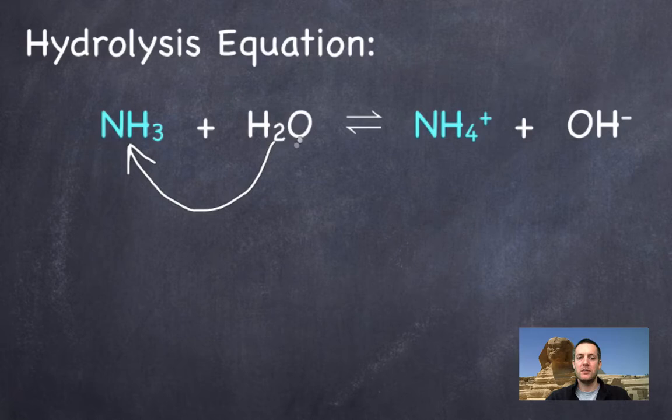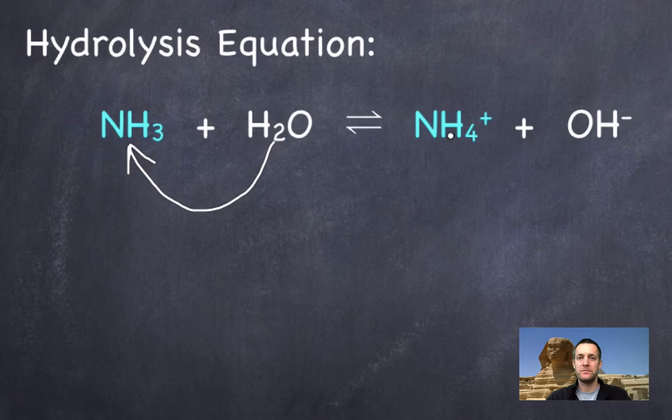It will become OH-. So these two are also a conjugate pair. They differ by one H+. But in this case, water is the acid and OH-, or hydroxide ion, is the base. If ammonia accepted H+, it's going to become more positive and it's going to gain an H. So the ammonium ion is the conjugate acid of ammonia, and ammonia is the conjugate base of the ammonium ion.